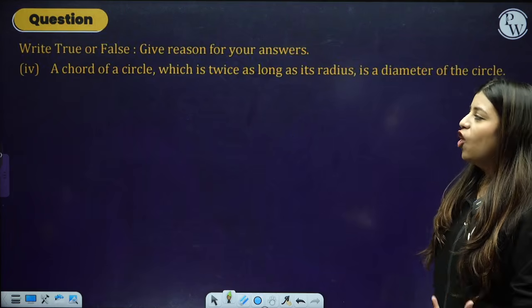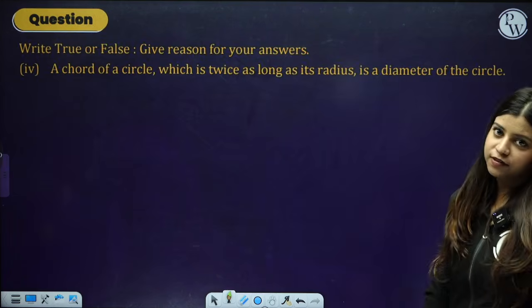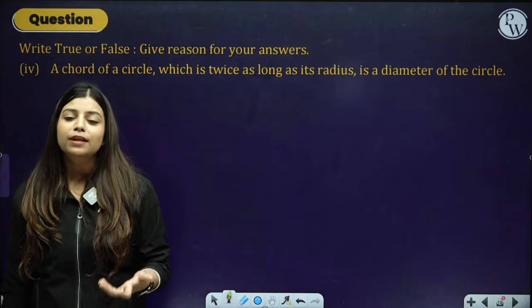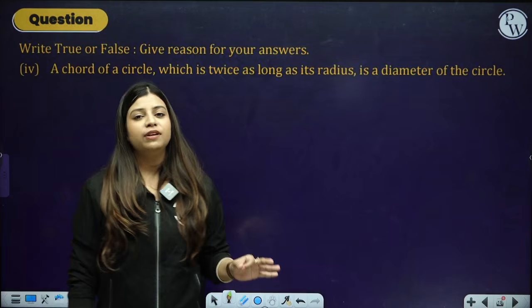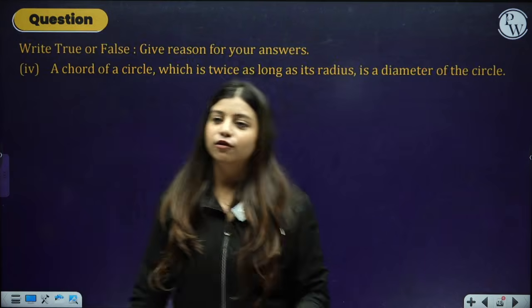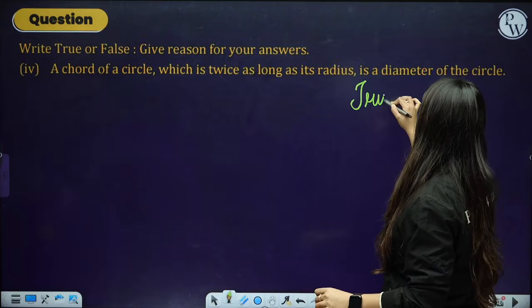Next, a chord of a circle which is twice as long as its radius is the diameter of the circle. Of course, if we double the radius, the chord that we will be getting will become what? It will be the diameter of the circle for sure. So this is again a true statement.